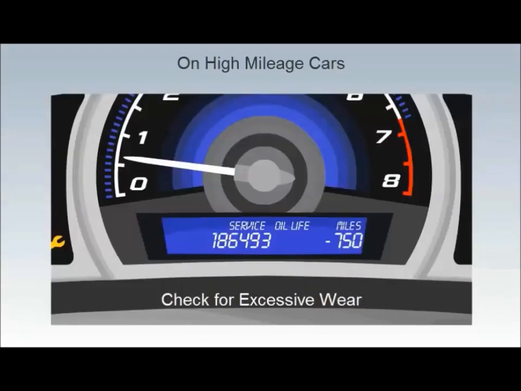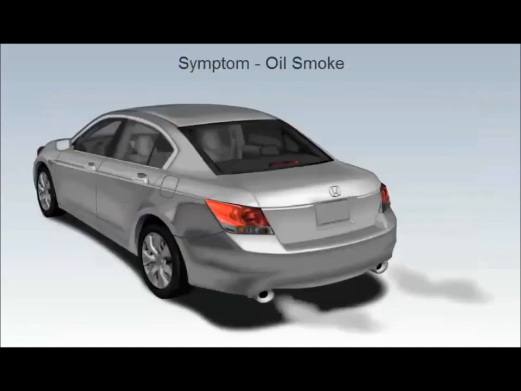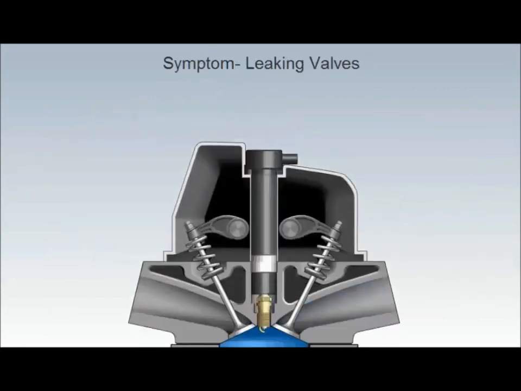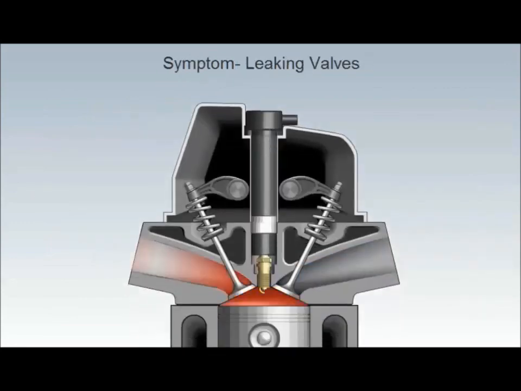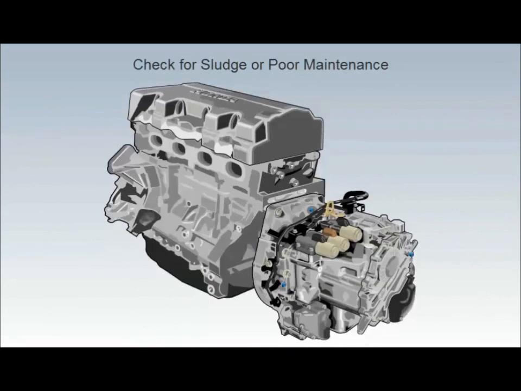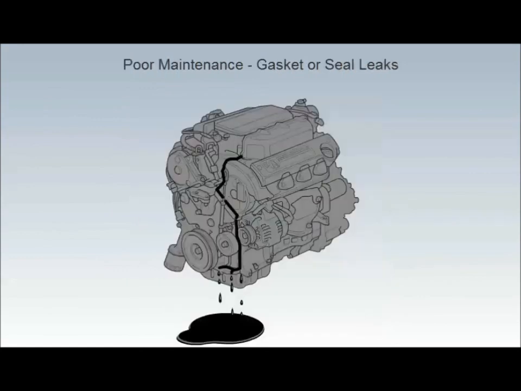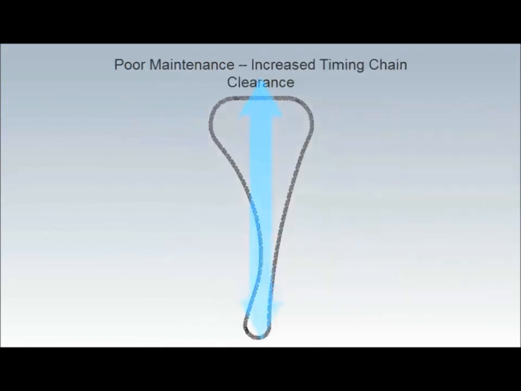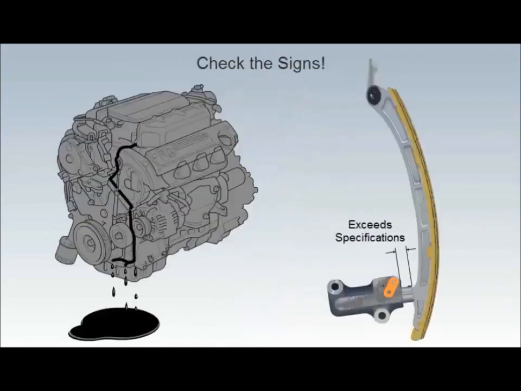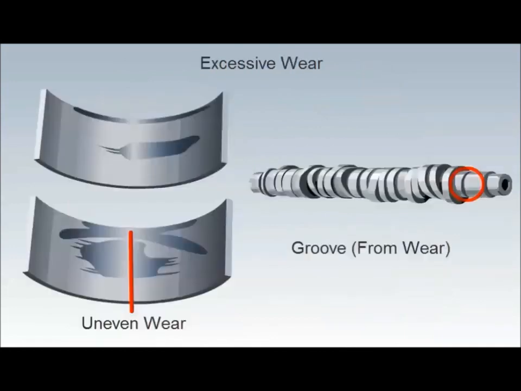On cars with high odometer readings, check for symptoms of excessive wear. Symptoms of wear from excessive mileage include oil smoke, low compression, or leaking valves. Next, check for sludge or other signs of poor maintenance. As you know, engine sludge indicates poor maintenance, but poor maintenance also causes gasket and seal damage and can increase timing chain clearance. If an engine has oil leaks or the timing chain clearance exceeds specifications on a low mileage engine, keep an eye out for excessive wear.